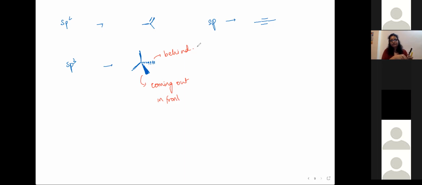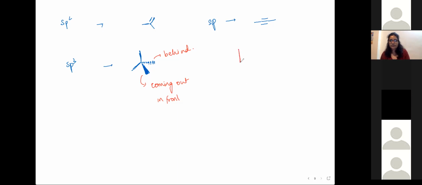Ma'am, any of the lines can be dashed or solid, right? Specifically, the one that's behind is dashed and the one that's in front is solid. But when we are drawing, it can be any of them, right? I didn't get you. I mean, if I draw it like this, it means that both of them are going away from each other. Of the other two, there's only one which is going behind, but it can be any of the bonds, right? Correct. Yeah.